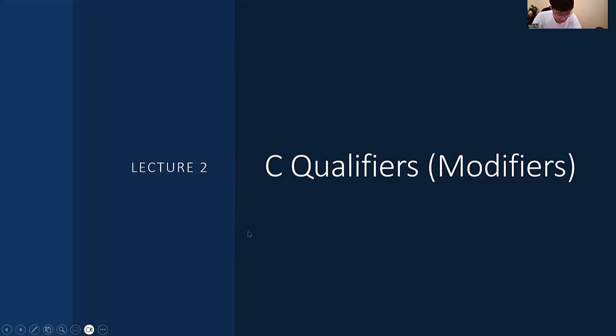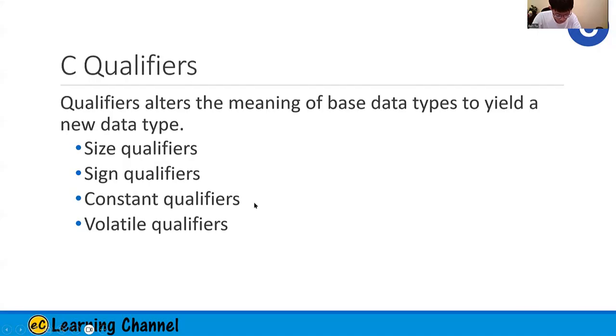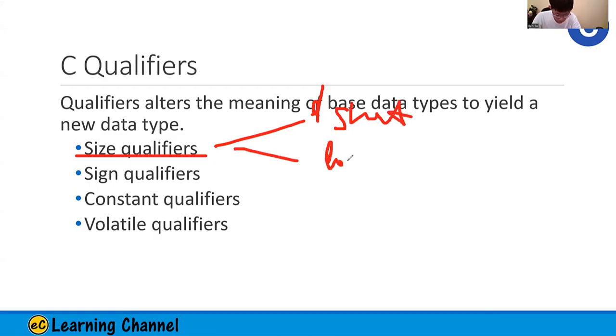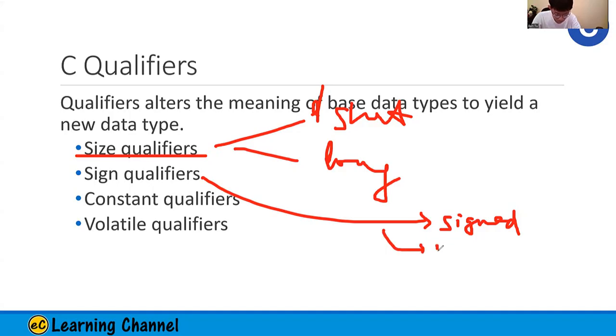And then C language has qualifiers or modifiers. There are 4 types of qualifier. Size qualifier includes short and long to make a data type longer or shorter. Sign qualifier, you have signed and unsigned. And for sign, if you don't write it, it's okay. If you don't write it, it's signed. If you write it, it's okay, but if you don't write it, it's also okay.